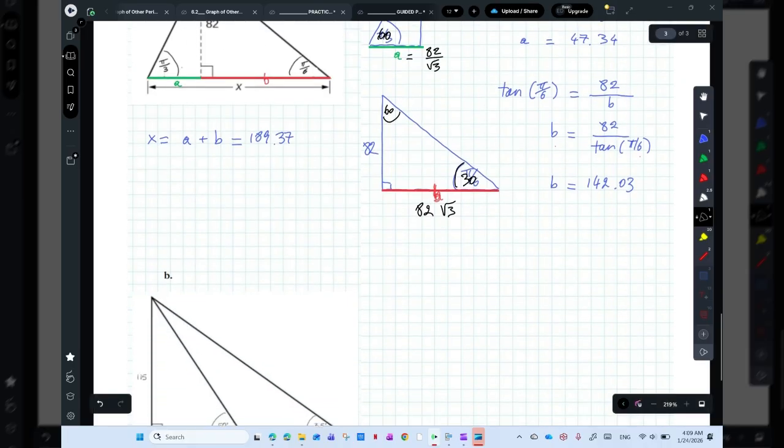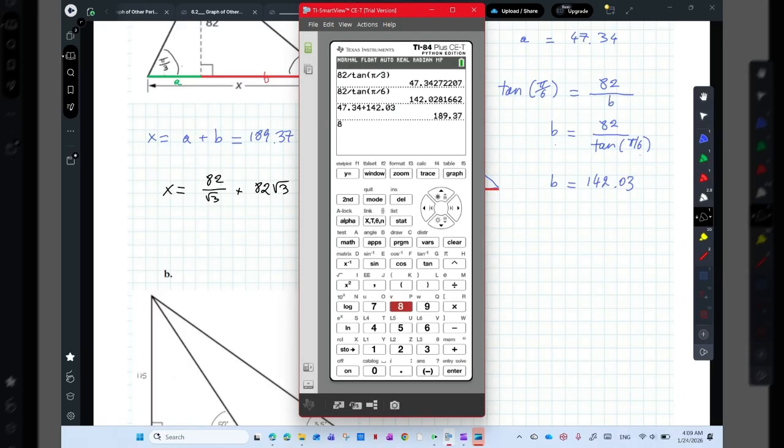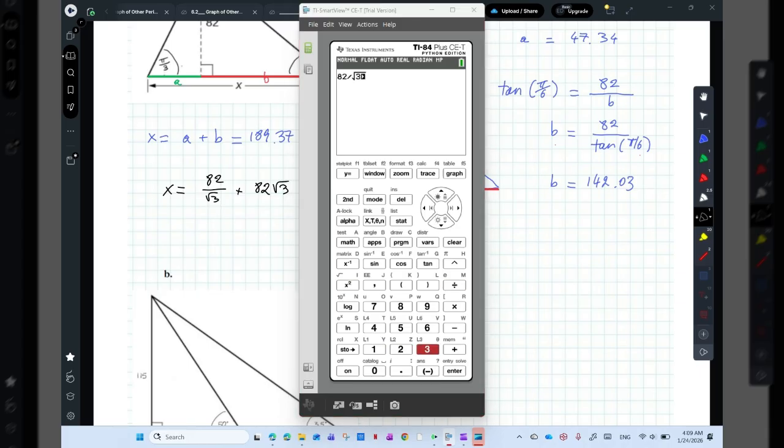So I will have x equals 82 over square root of 3 plus 82 times square root of 3. And you will get exactly the same result. Oops, let me redo it. 82 divided by square root of 3. I leave the square root, then plus 82 times square root of 3. And I've got the same result right there.